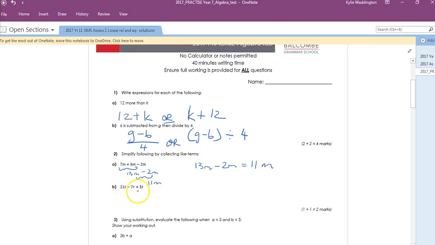Now, for this one here, we have got 3 terms. 2 of the terms are like terms, and the third term is not. So we're going to collect our like terms to start with. So we have 21t plus, remember to move the sign with the term, 21 minus 5 is 16t minus 7r.